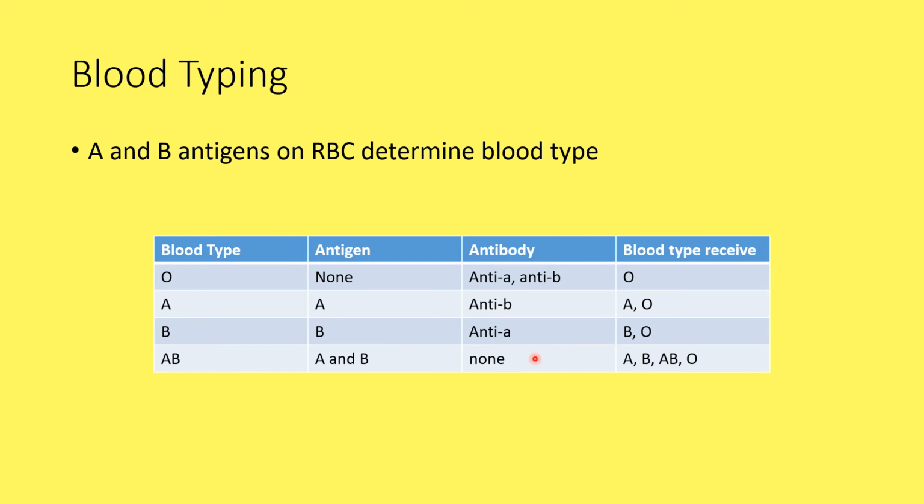And because a person who is type AB blood, they don't have antibodies, they can receive all types. So everybody can get O. So O is known as a universal donor because they can give their blood to anybody. Type AB is known as a universal recipient because they can receive all types of blood.